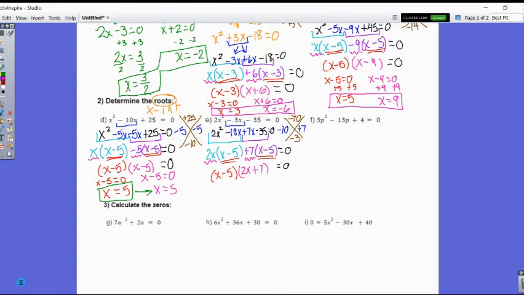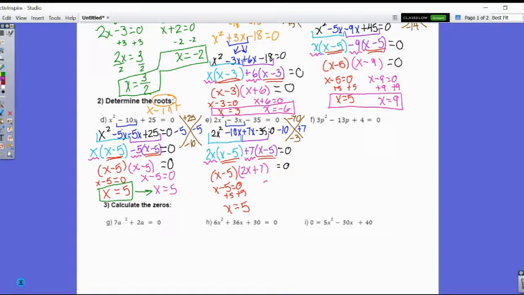You're not done yet, though. You're trying to find the roots. You're trying to find the x-intercepts. You're trying to find the solutions. So you've got to take each factor, set it equal to 0, make the mini problems. X minus 5 is equal to 0. We're going to add that 5 to both sides, and x is equal to positive 5.